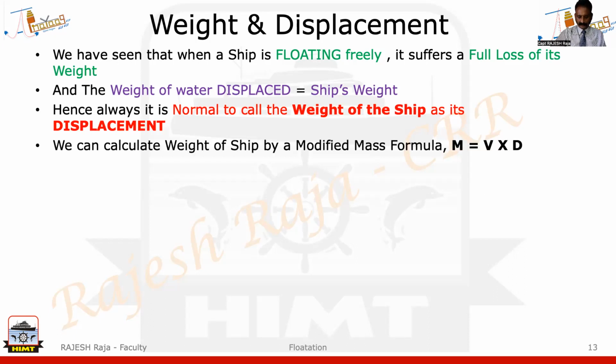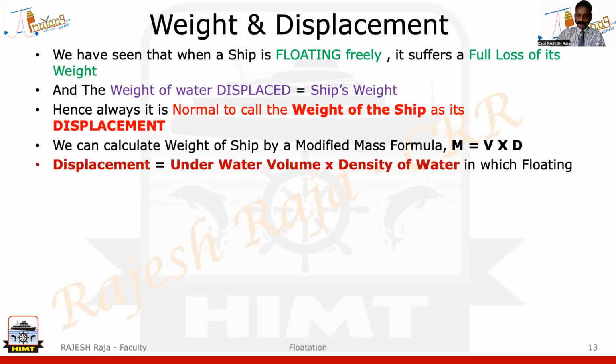We can calculate the weight of the ship, or the weight of any other object also, with this modified formula of a simple mass equation. We all know mass is equal to volume into density. It's a simple physics equation. So how can I modify this for displacement? I say mass is equal to displacement. Then the volume in the equation, I call it the underwater volume of the water displaced. And the density is the density of the water which is being displaced. You can see this will lead to this equation and it will end up in tons.